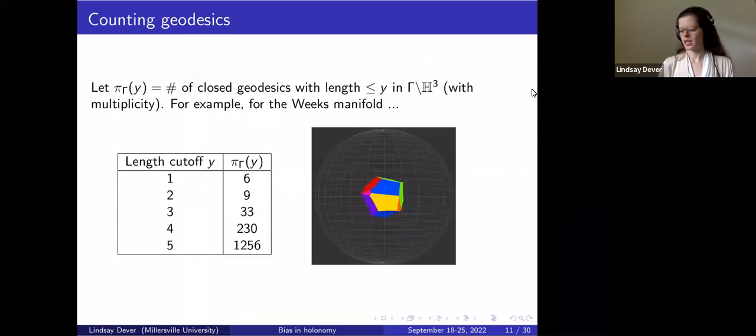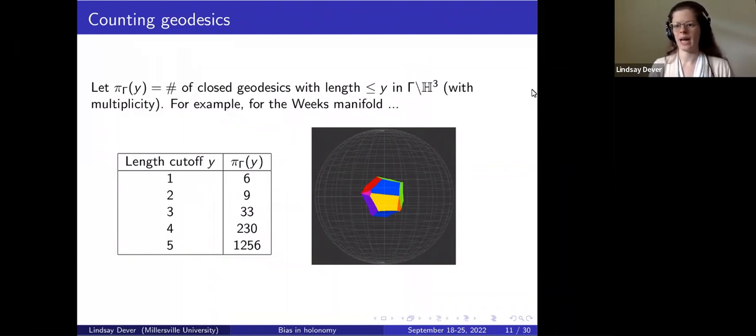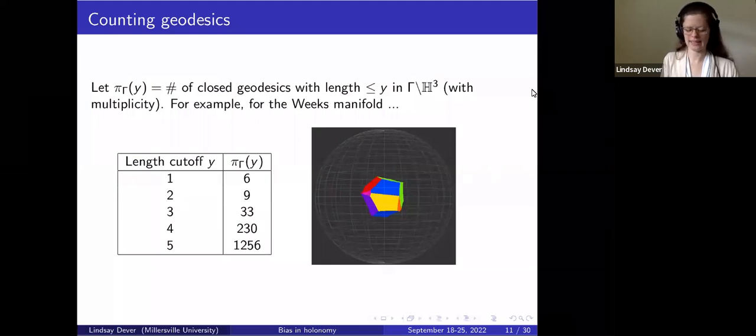Okay. So a major problem in this area is counting geodesics. So here's an example from the Weeks manifold, and this is some data from SnapPy. And what we want to do is count the number of closed geodesics with length up to y in our manifold. So this manifold has 6 geodesics up to length 1, 9 geodesics up to length 2, and so on. And as we can see, this number is increasing very quickly.